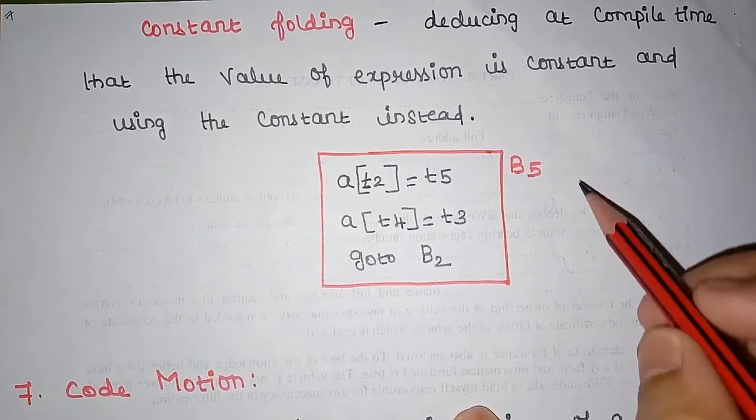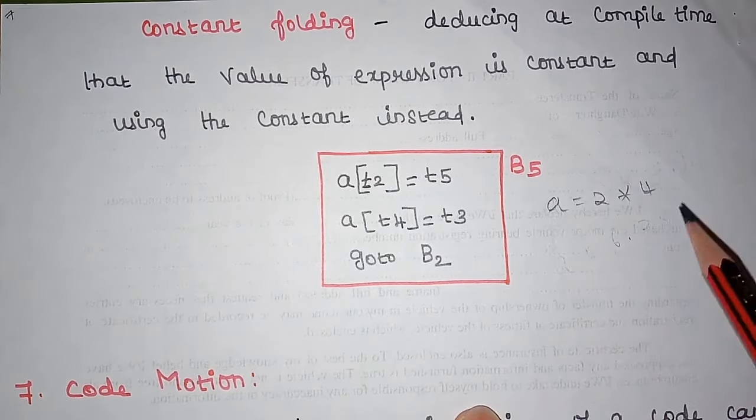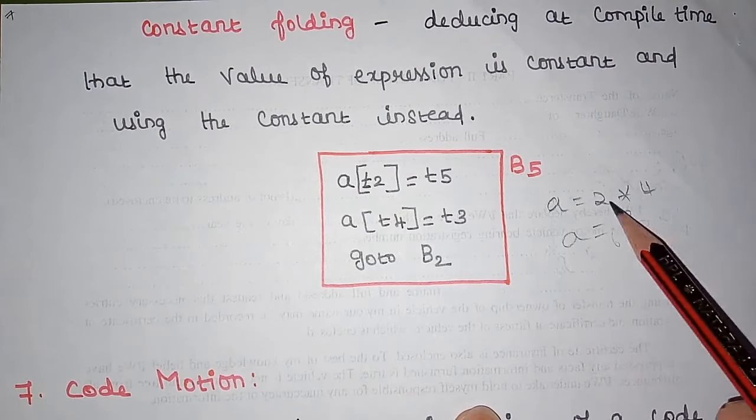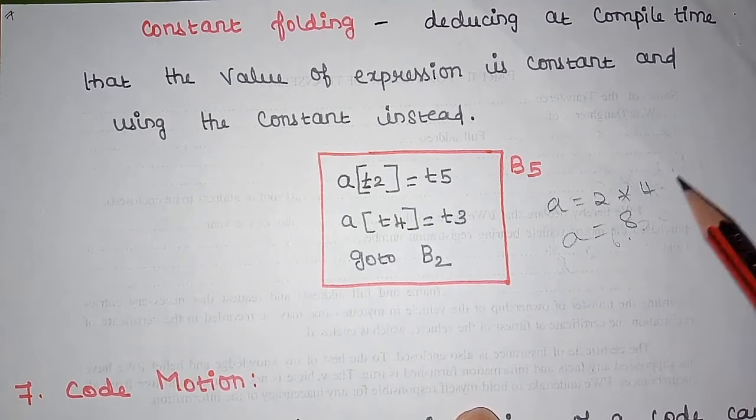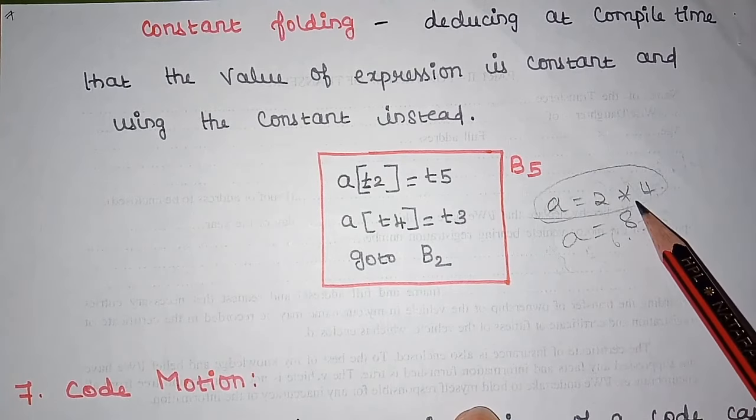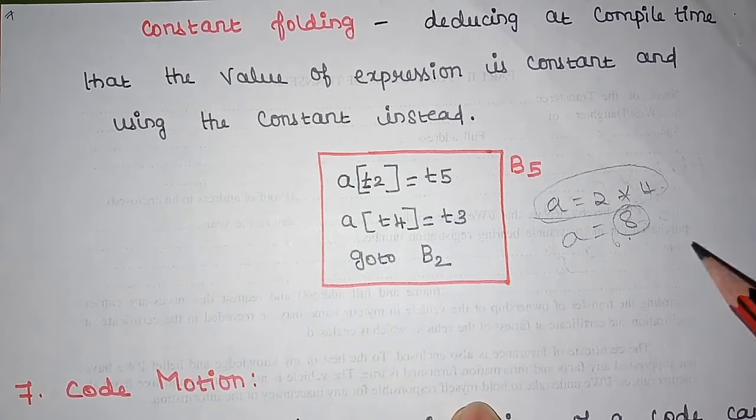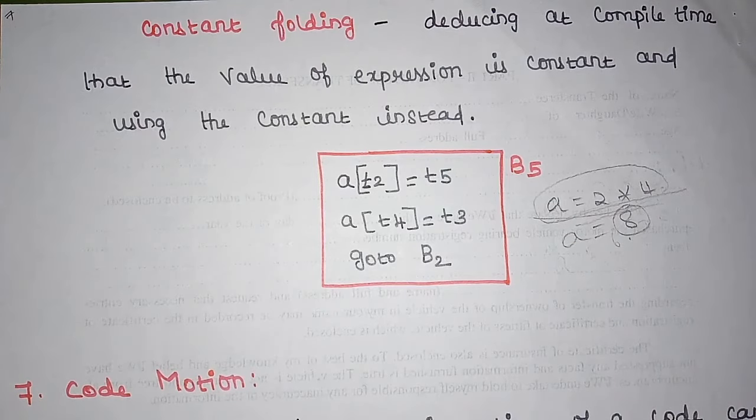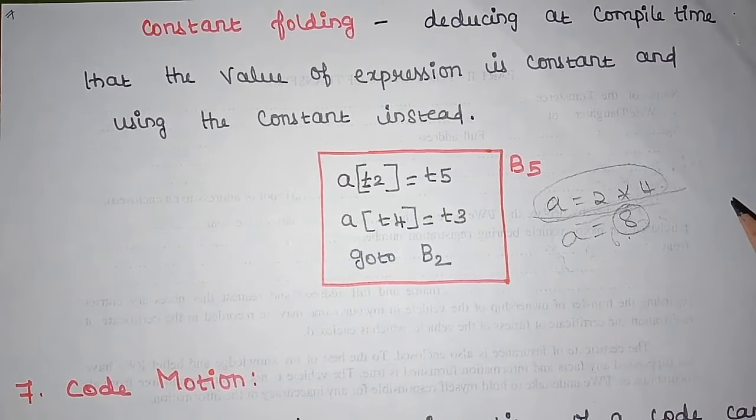For example, when we have an expression like a is equal to 2 star 4, we know that 2 star 4 is always equal to 8. So the value of a will not be changed here. Why? Because we are using constant values, and these always give a constant result. So instead of using this expression in a program, we can directly take this constant value 8 and use it in the program. This can be deduced at compile time itself, and this is what is called constant folding.